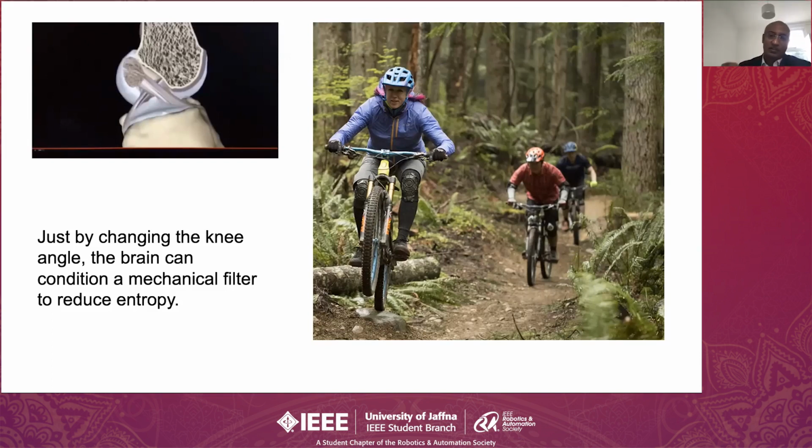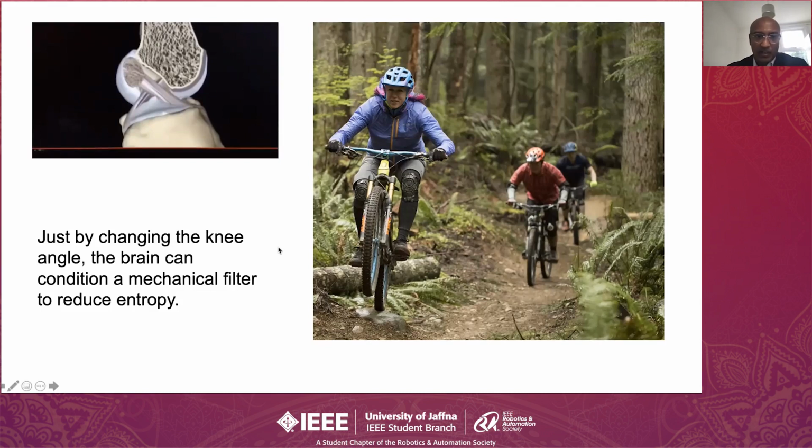So you can do both: the brain directly is involved in riding the bicycle, and the brain indirectly conditions the knee joint so that the knee joint can solve the problem of noise rejection. So the brain is doing two parallel tasks, right? Riding the bicycle and indirectly conditioning the body to filter out noise. So this is very interesting for us.